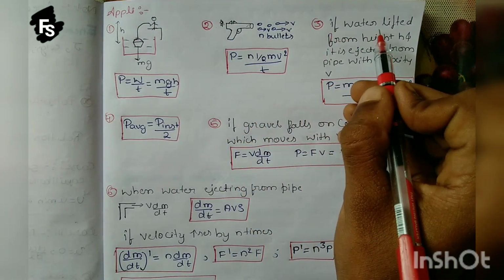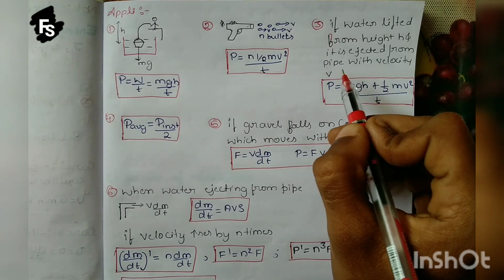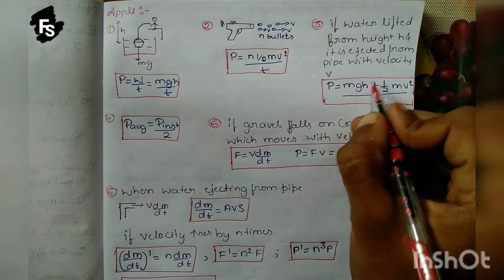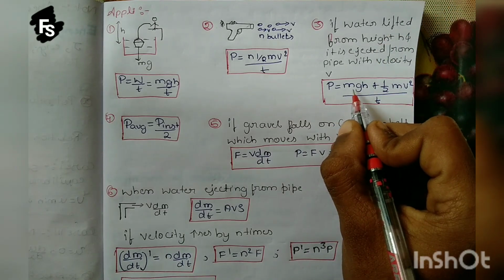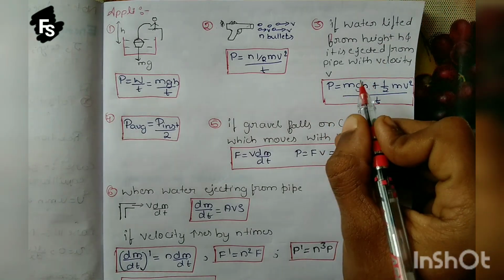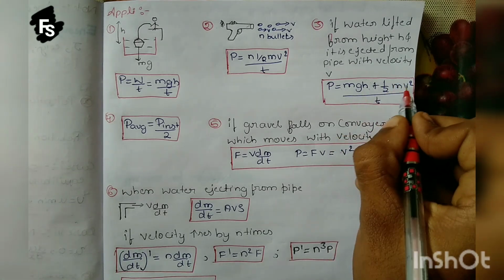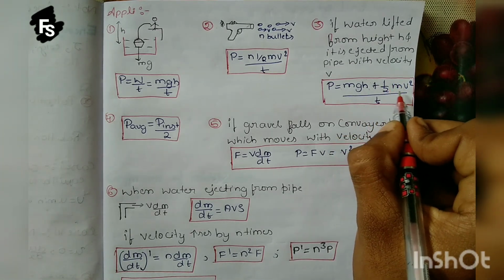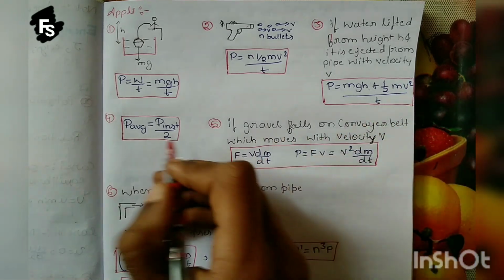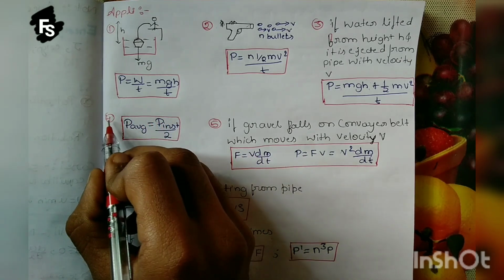Then the third application: if water is lifted from height h and it is ejected from a pipe with velocity v, then what is the power? First, power is equal to work done by time. Work done means there are two works done. One is mgh, lifting the water from height h, plus another work done, 1/2 mv². Ejecting means it has some velocity, so kinetic energy is also 1/2 mv², whole divided by t. This relation is asked many times in the NEET exams.